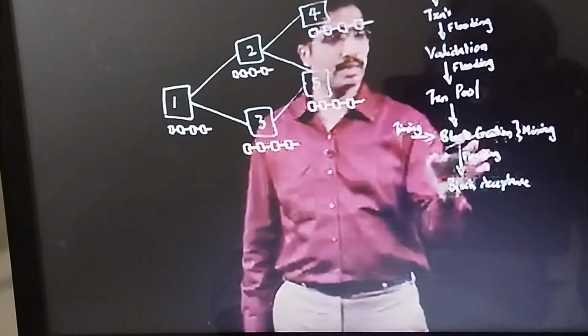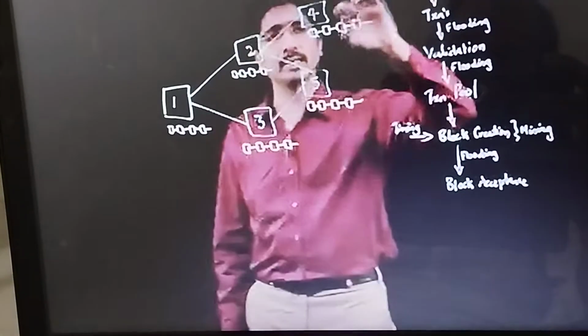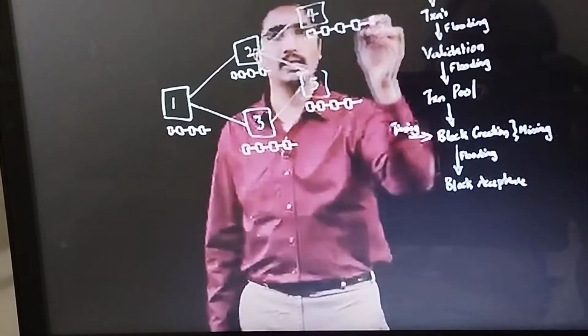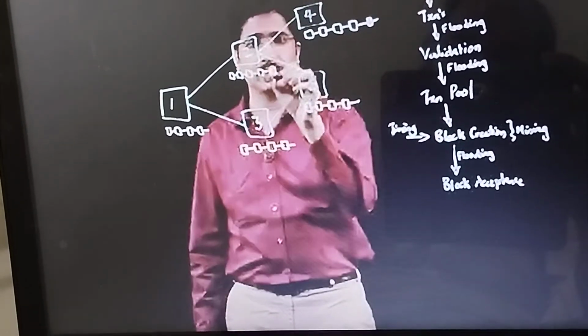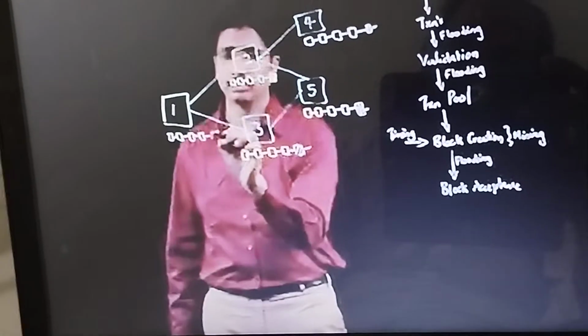Once the mining happens and a valid block is created, it gets flooded in the network and the block gets accepted. So if 4 is the miner, once it creates a block, it adds here. So this is a new block which we are adding, and it also floods through the network so that it gets added everywhere. Okay, so here also it gets added, here also it gets added, here also it gets added.